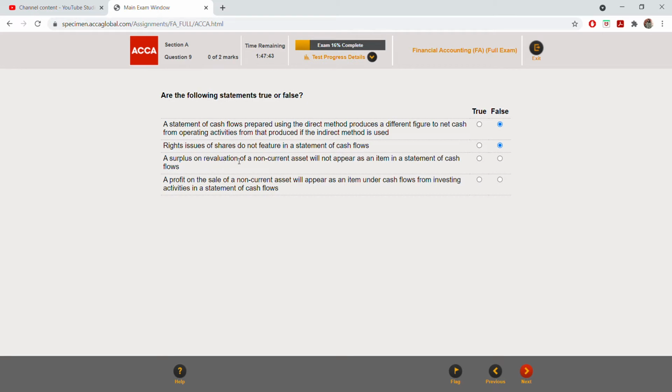A surplus on revaluation of a non-current asset will not appear as an item in the statement of cash flow. It is true. It will not appear because a revaluation has nothing to do with cash, right? A profit on the sale of a non-current asset will appear as an item under cash flow from investing activity in the statement of cash flow. Is it true or false?